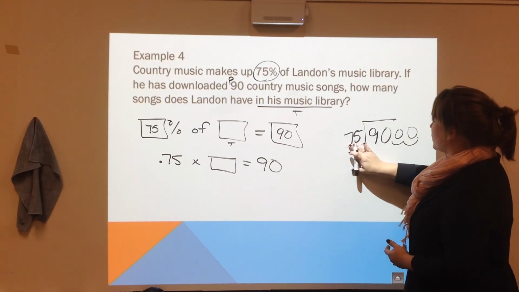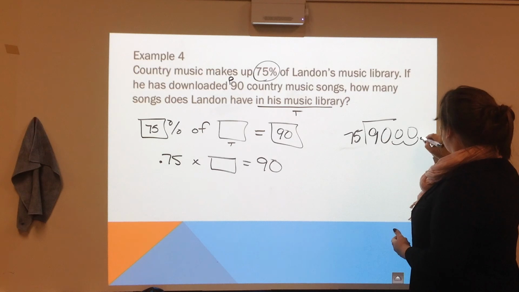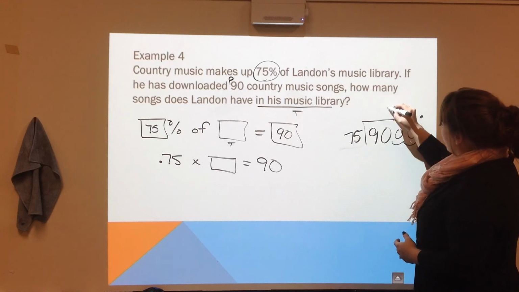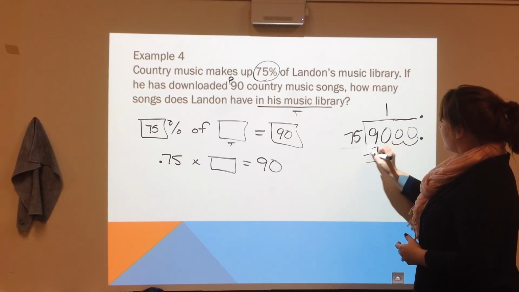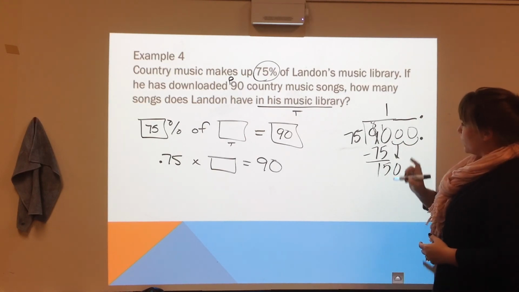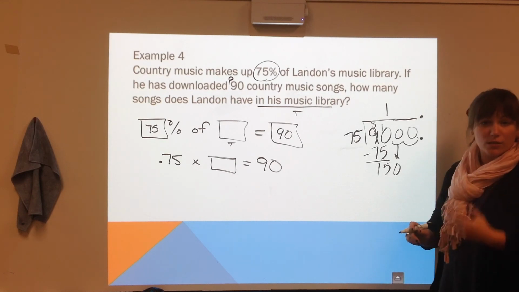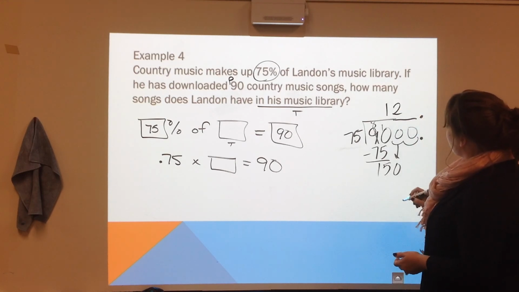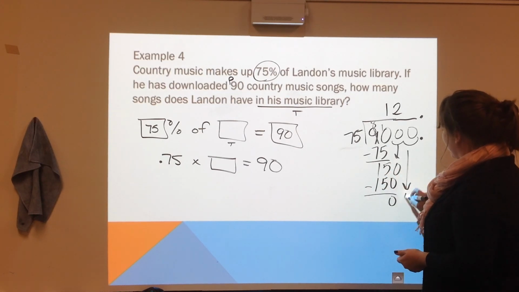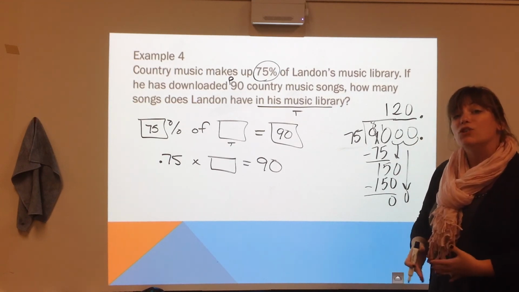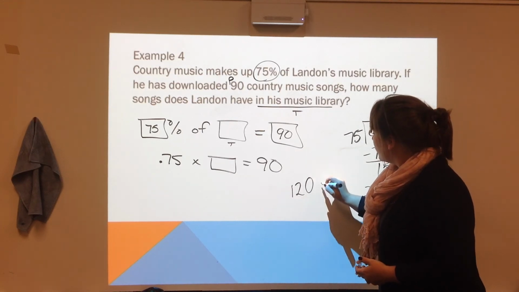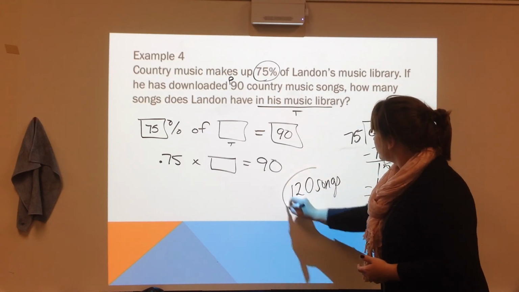So that means I'm going to have 75 as my divisor, and my decimal point is right over on the side. I know that it could go into once, and I'm going to subtract and get 15. I'm going to bring down the 0, and then 75 times something gets me close to 150. 75 times 2 is exactly 150, and then I can annex my 0. I have 120 total songs in Landon's library. So I'm going to just write that as my answer.